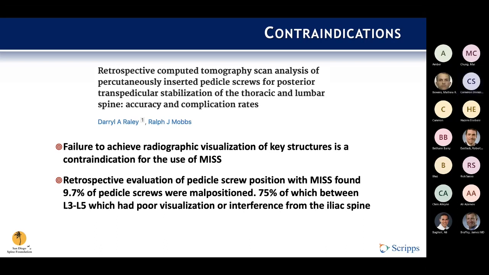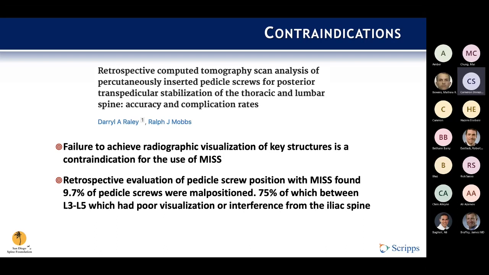And then this was a retrospective CT study of percutaneous screws for accuracy and complication. And the thing is, the failure to achieve radiographic visualization is a contraindication. This was looking at how accurate you are. In the MIS study, they had about 9.7% of pedicle screws with malposition. The area that was the hardest to see was L3 to L5, because you have interference from the iliac spine, and that is where you saw most of these.